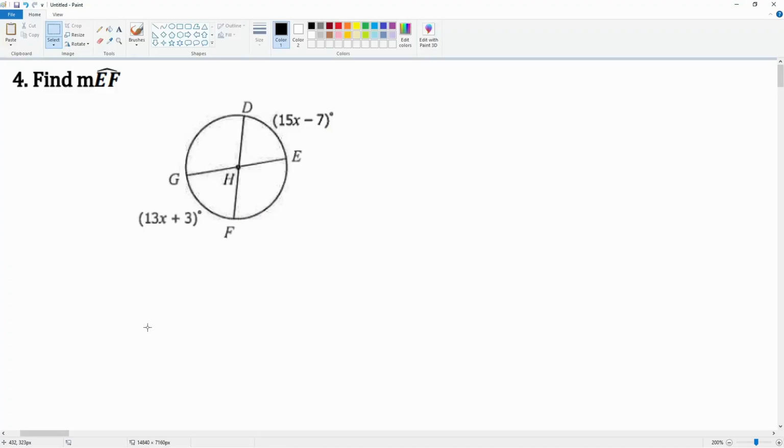We have number 4 here. We're finding the measurement of arc EF. So where is EF? Oh, we know that EF is right here. Right? And we need to find a way to get that.